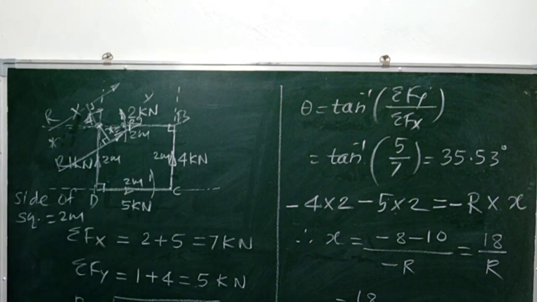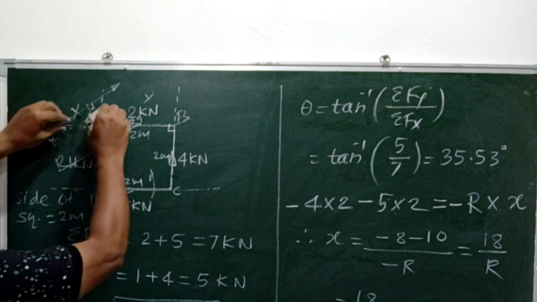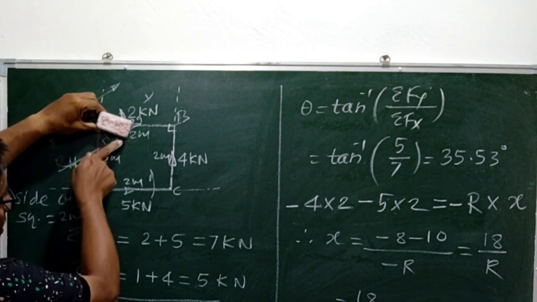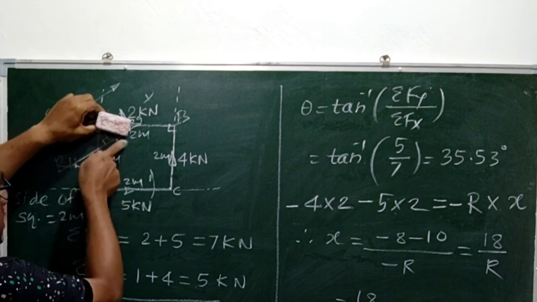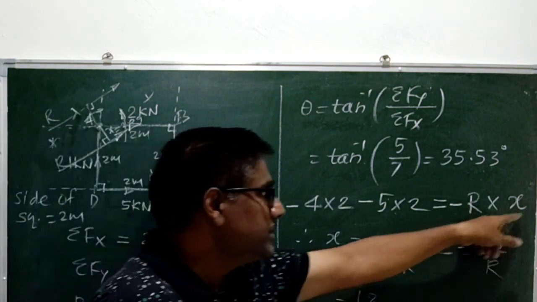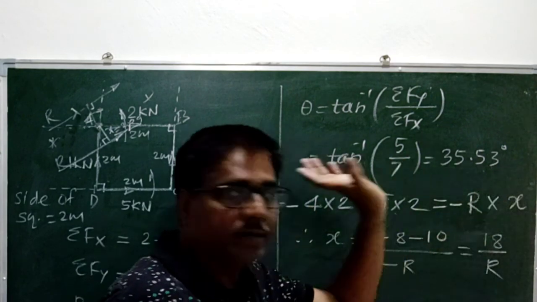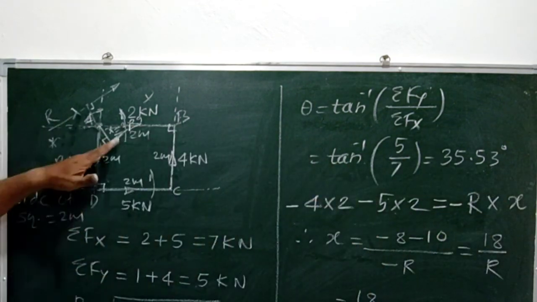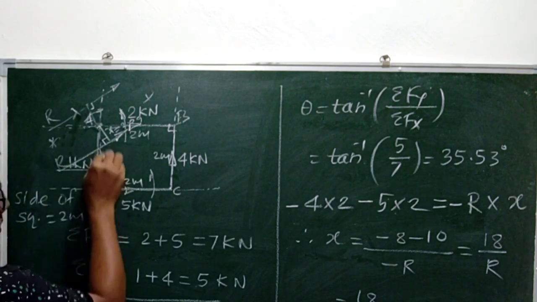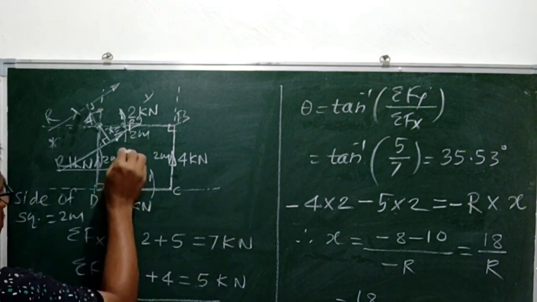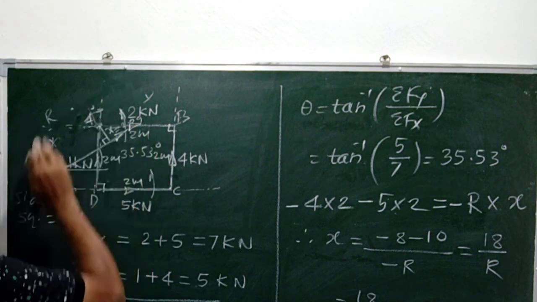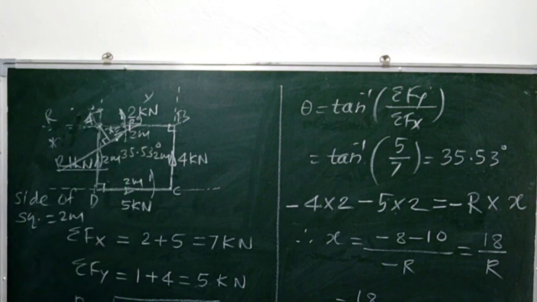If you fix this point A and apply the resultant force, it will try to rotate this object in anti-clockwise direction, which means this is correct. This is the correct position for the resultant, and the angle we already found is 35.53 degrees. This is the location of the resultant.